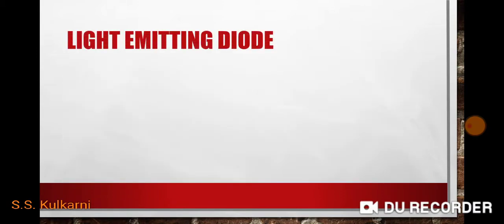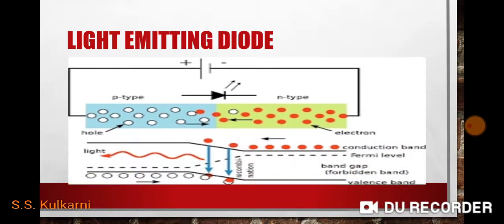Now let us move towards the next type of diode, that is light emitting diode. So according to its name, when a diode emits light at the output, then it is known as a light emitting diode. Okay. So see the symbol of light emitting diode. According to its name, it emits light, that is shown by two arrows. The arrowheads are in upward direction, that shows the emission of light. This is the symbol of light emitting diode, and this is the construction of light emitting diode.